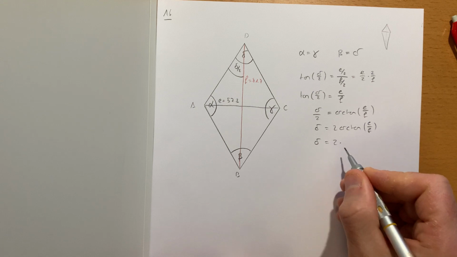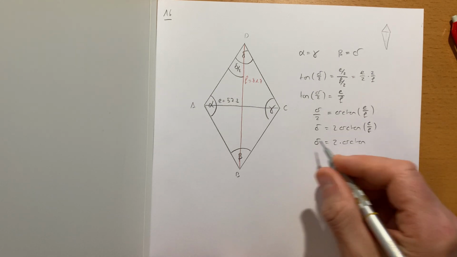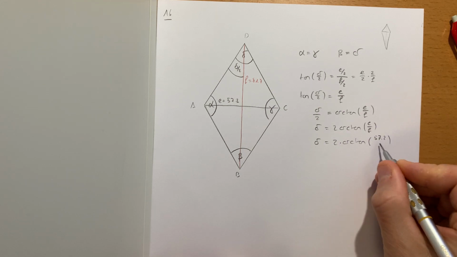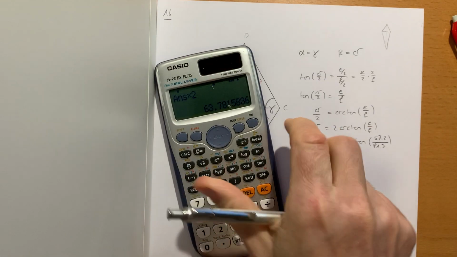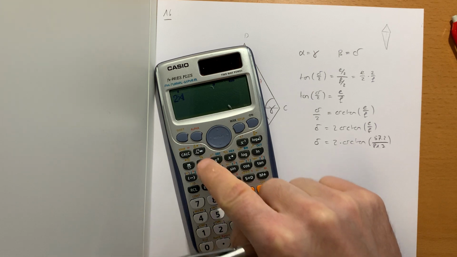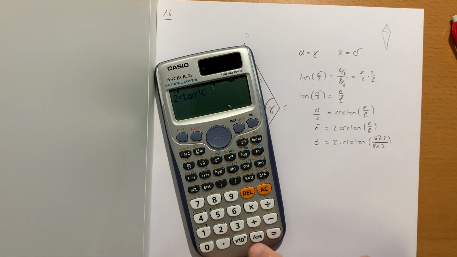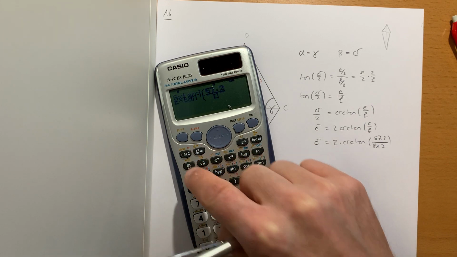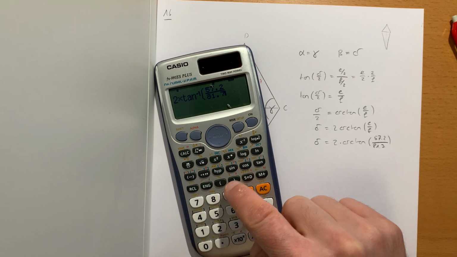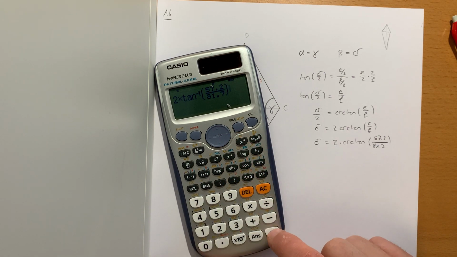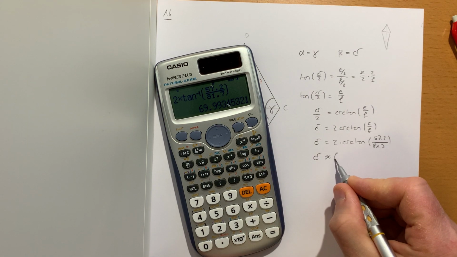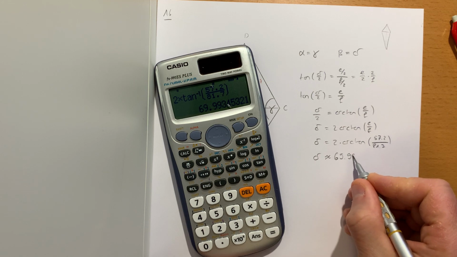So delta is 2 times arc tangent of E, 57.2, divided by 81.7. So let's type this in. 2 times inverse tangent of 57.2 divided by 81.7. Well, we're going to get delta is approximately equal to 69.99 degrees.